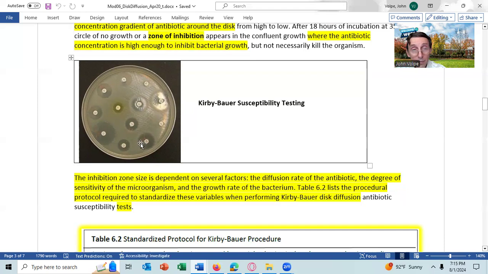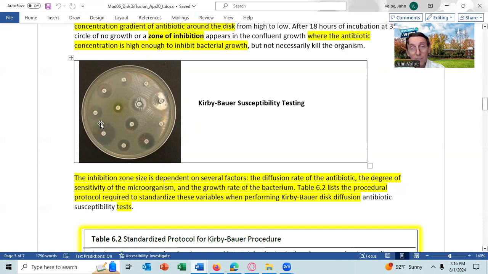The inhibition zone size is dependent on several factors, such as the diffusion rate of the antibiotic. A smaller antibiotic will give rise to a larger zone of inhibition than a larger antibiotic. Another is the degree of sensitivity of the microorganism. An organism which is more sensitive to that antibiotic will have a larger zone of inhibition.